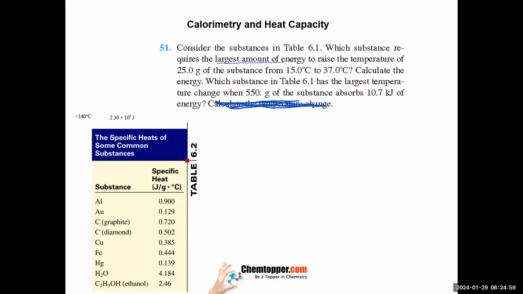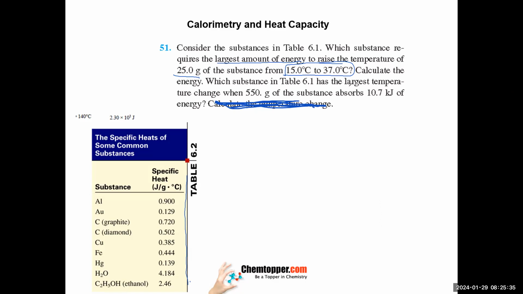Largest amount of energy to raise the temperature of 25 grams of the substance from 15 to 37. So which substance needs the largest amount of energy? Only, yeah, Siri, very good. Anyone else? I was speaking a lot, so I'm really worried whether you were listening or not. So your answer will confirm whether you heard everything. Very good. I hope everybody has understood this.